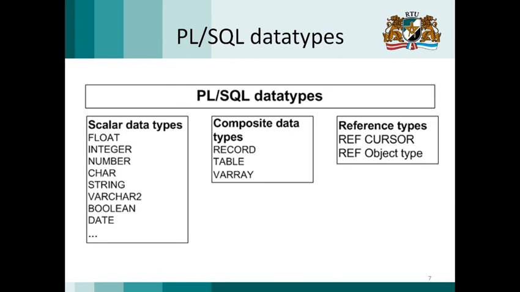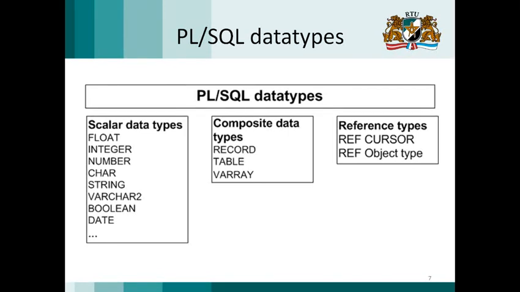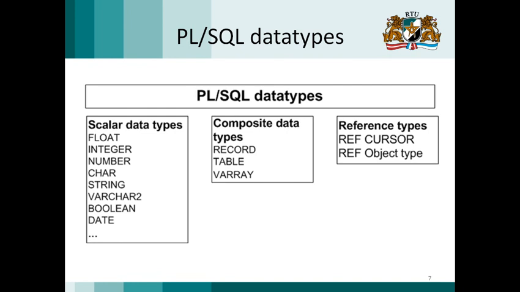For example, scalar data types were common in this SQL also. So these are float, integer, number, char, varchar2, and so on. Basically, all the types we use for table field definitions, table field types, they were scalar data types. There are also composite data types. For example, table is a composite data type that consists of several columns, for example, several fields. There are also records and arrays.